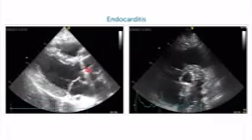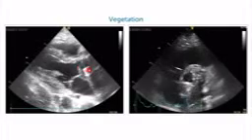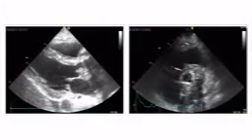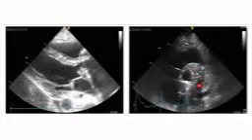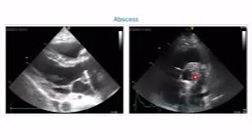You see a structure here, which we call vegetation, a mobile structure, and part of it has probably dislodged and caused the stroke. You would see not only this, but also that there are a lot of echoes around the prosthesis. What we have here is an abscess. So a massive form of endocarditis, and with the sequel of a stroke, showing you how dramatic endocarditis can be.